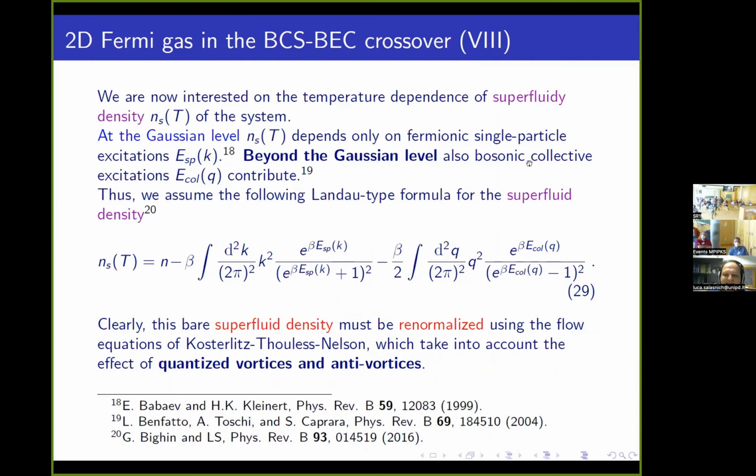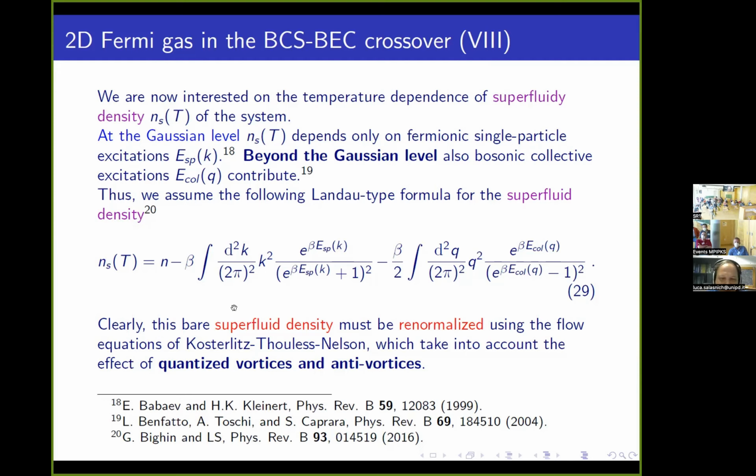At finite temperature, the calculation is more complicated, and if you want to study the sound modes, you need, as I showed previously, also the superfluid density of the system. And at the Gaussian level, NS, our superfluid density, depends only on the fermionic single particle excitation. This can be proved. However, beyond the Gaussian level, also bosonic collective excitation contribute.